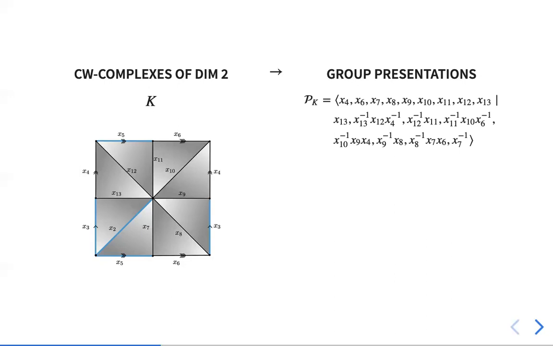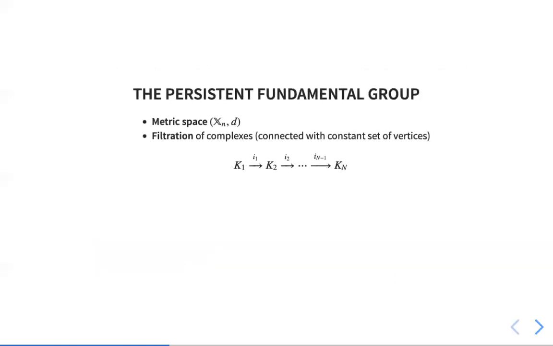Here, of course, you need to choose some orientation. So here, for instance, you have this orientation. Well, this is an example of the attaching map of these two cells. As you can see, these kinds of presentations are quite big because you have one generator for almost each one-cell and a relator for each two-cell. But anyway, let's try it at least. Suppose that we use this pipeline in the computation of the persistent fundamental group.